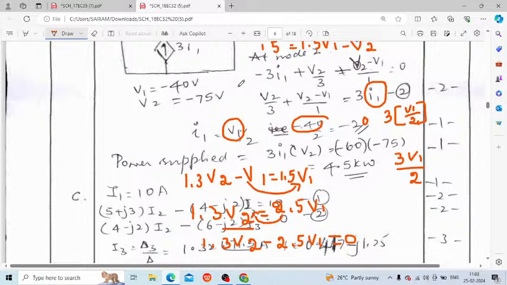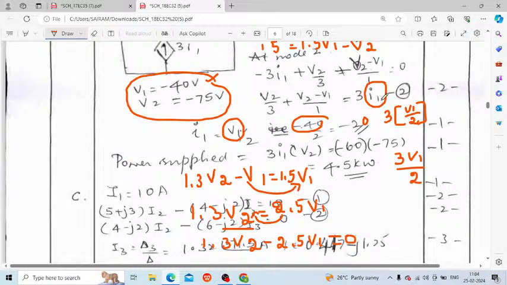Actually here they have written V1 as minus 40 and V2 as minus 75, but here we are getting X as 35.45, which is somewhat close to 40. And here we are getting Y as minus 68.18. Here we have 75, but this procedure is supposed to be followed. Why? Because you can't take this I1 directly into the calculator.